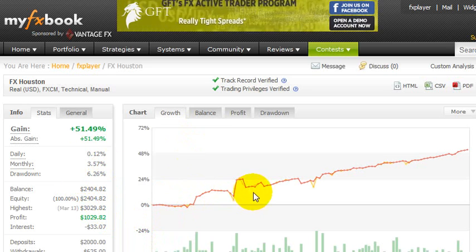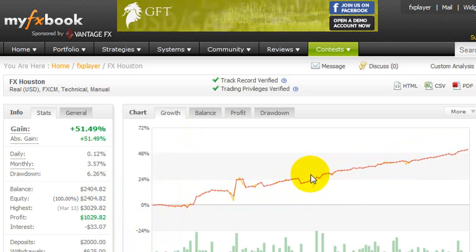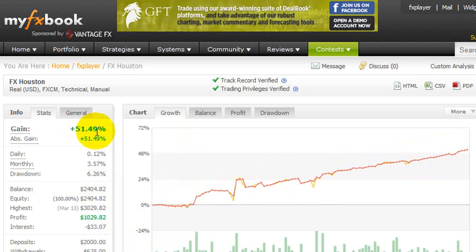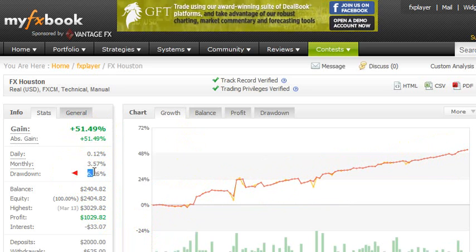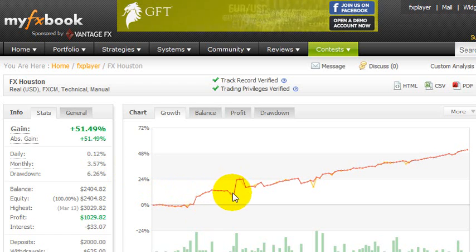First of all, it's a very smooth equity curve on this test. This test was done over a period of 9 months. The returns are 51.49% over that time period. The drawdown number, 6.26%. But don't only look at this drawdown number, always look at peak to valley drawdown.